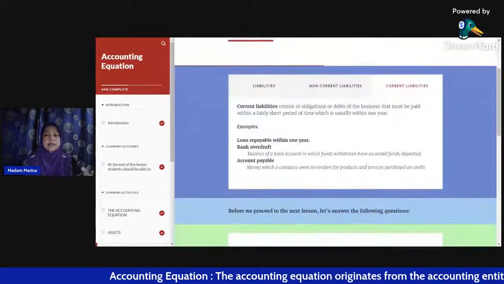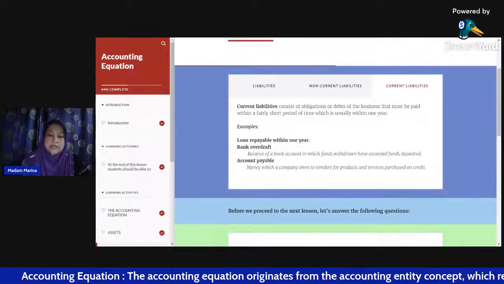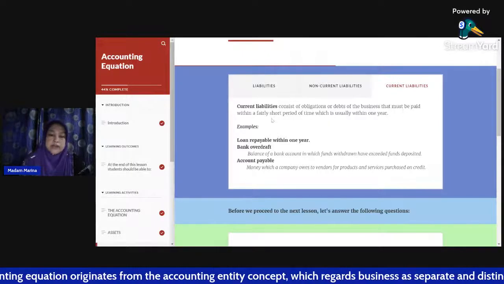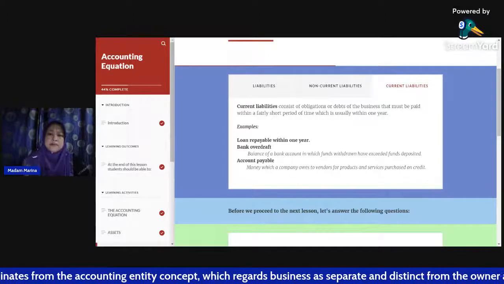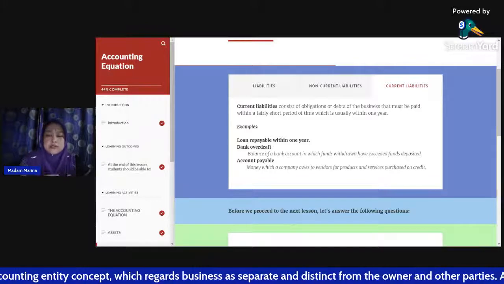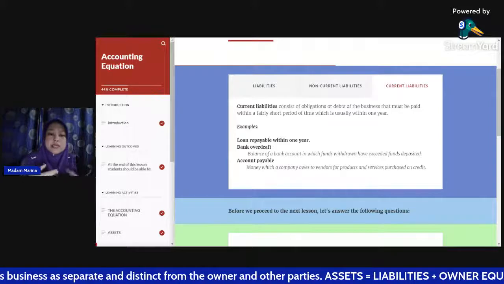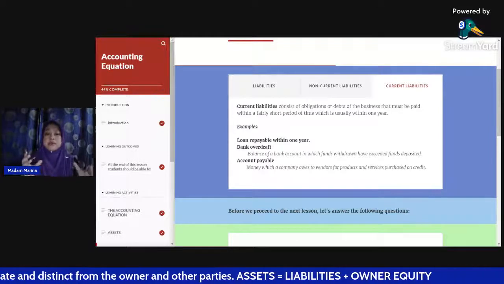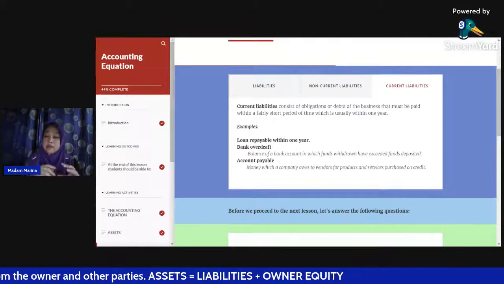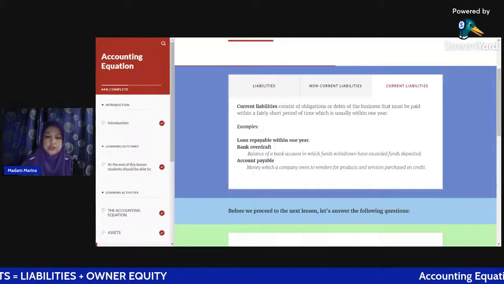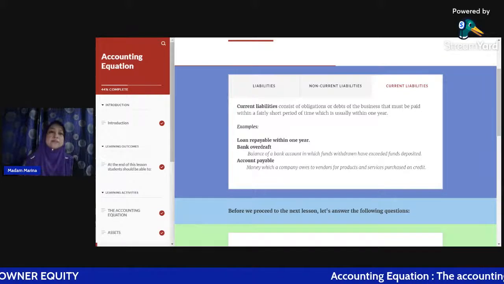Current liabilities consist of obligations or debts of the businesses that must be paid within a fairly short period of time, which is usually within 1 year. Current liability, we need to pay the obligation within 1 year, maybe in 1 month, 2 months. For example, loan repayable within 1 year, short-term loan.